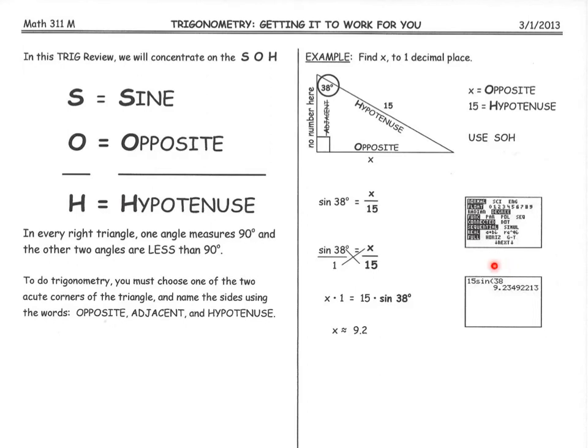Once I type into my calculator 15 sine 38, which means 15 times sine 38, the calculator will give me the answer, which is rounded to 9.2. Make sure your calculator is in degree. Make sure that you use the corner and name the sides opposite, hypotenuse, and adjacent when you need it. Set it up, cross multiply, and solve. It's very easy.